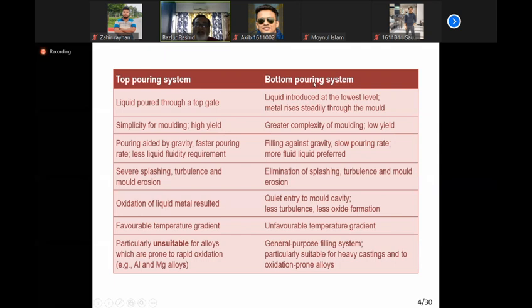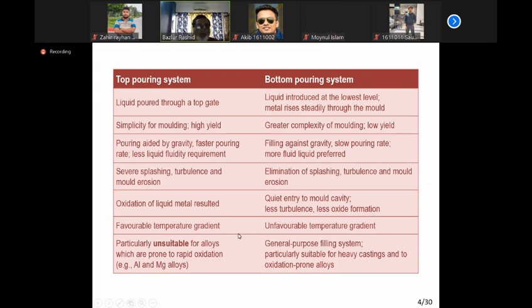On the other hand, in the bottom pouring system, filling is against gravity, so pouring is slow, and more fluid liquid is preferred because velocity is decreasing, so more time is needed to fill the mold cavity. So you need higher fluidity of the liquid metal. In top pouring there is severe splashing, turbulence and mold erosion because of the high velocity of the liquid metal. On the other hand, bottom pouring eliminates splashing, turbulence and mold erosion because of the very slow pouring rate and very reduced velocity of the liquid metal. Oxidation of the liquid metal results from splashing and turbulence. Bottom pouring gives quiet entry into the mold cavity, less turbulence, and less oxide formation.